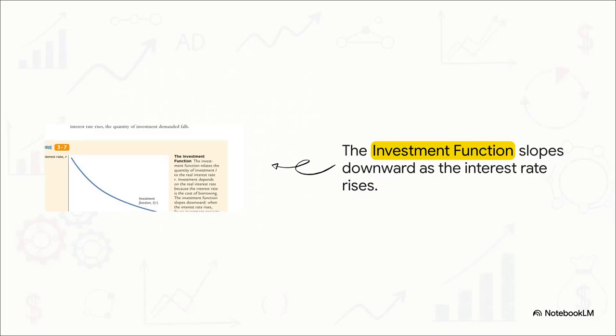Historically speaking, investment is the absolute most volatile component of GDP. Notice how the downward-sloping investment function shows that as the real interest rate rises, borrowing costs go up and the quantity of investment demanded drops. But here's the big question. What actually happens to the broader economy when investment suddenly drops?